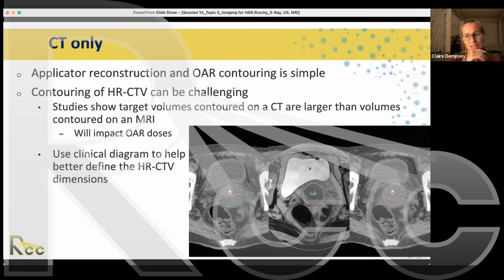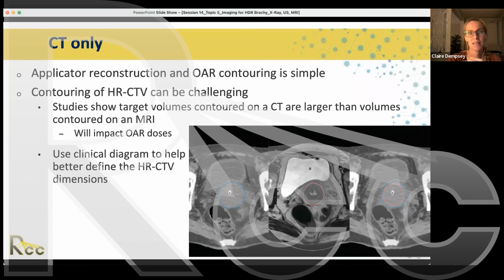And what this means is if you're trying to optimize and cover your high-risk CTV, it means that your organs at risk are going to get more dose because you're actually trying to cover a bigger volume than you actually need to be covering. So I guess that's something to be aware of if you are going to do CT only based planning, is that yes, you can see a cervix and a uterus, but what you contour is often bigger than what in reality you need to cover. So it's just something to keep in mind.